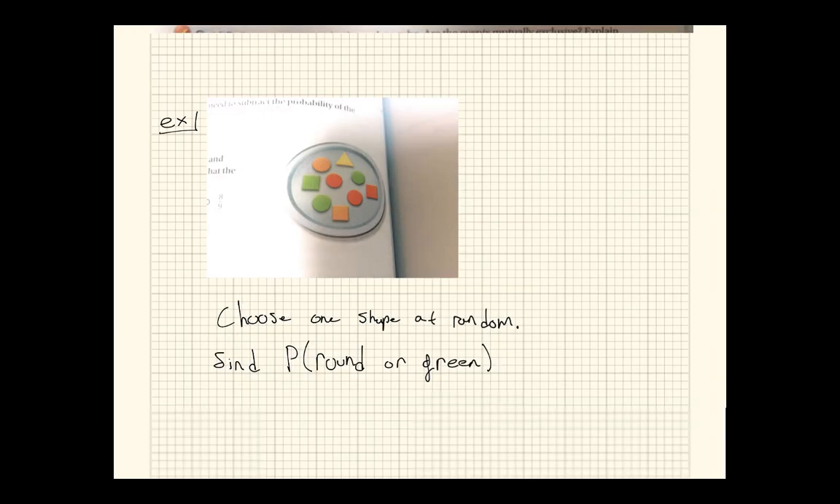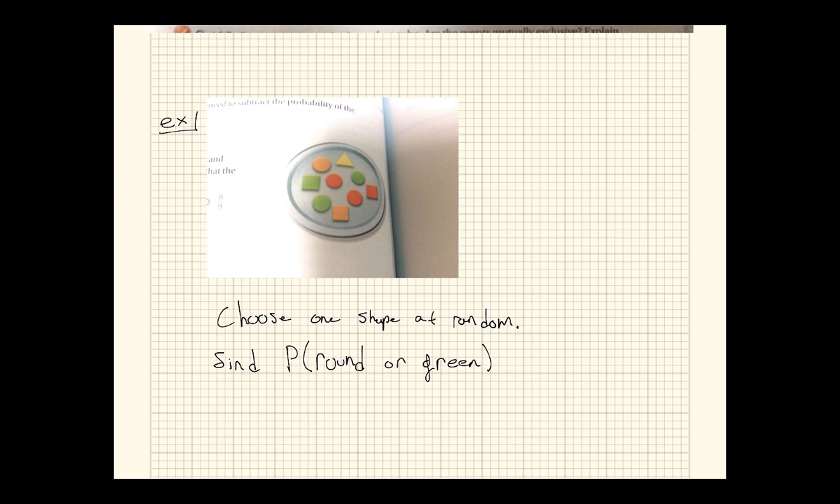Let's do just one example here, and then we will call it. Let's say we have a dish that looks like a plate with shapes on it, all of different colors. The directions say to choose one shape at random. Find the probability that the shape is round or that the shape is green. So this is an OR problem. What's the probability that one is round or green?